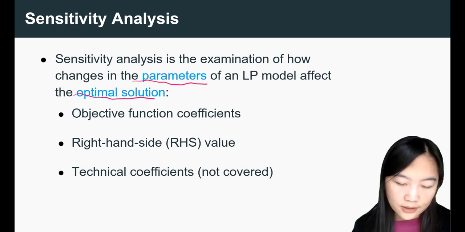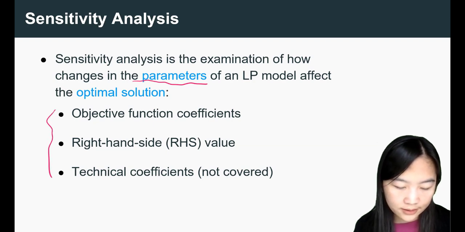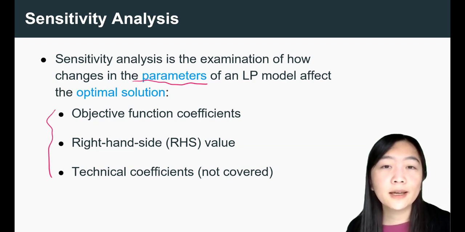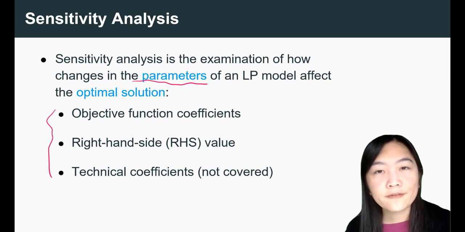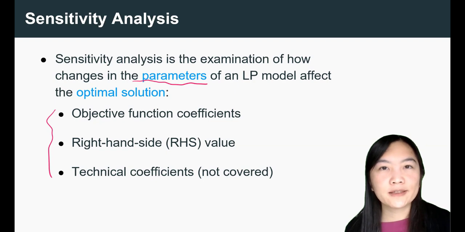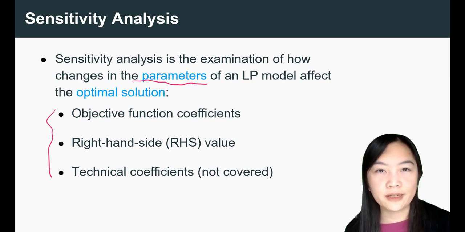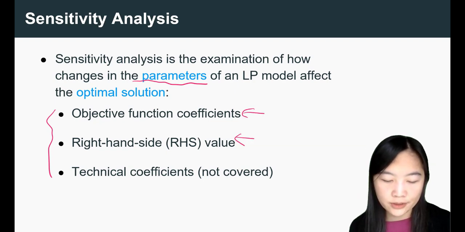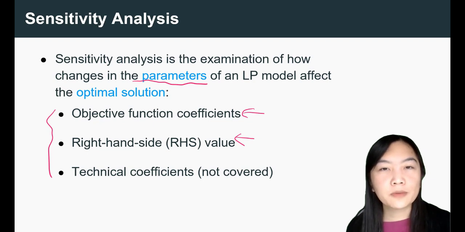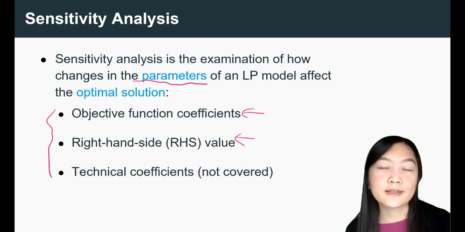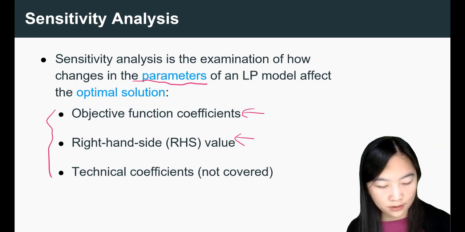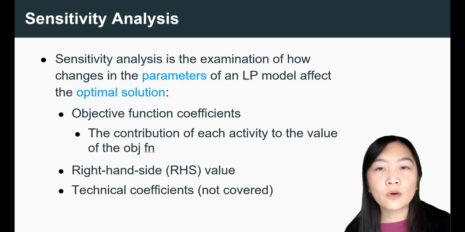So first, what are the parameters? There are several types of parameters here. One is the objective function coefficients. The other is the right-hand side values. And we also have technical coefficients. In this course, we're not covering what happens to the optimal solution if the technical coefficients change, but we will cover the first two types: what happens to the optimal solution if the objective function coefficients change or if the right-hand side values change.